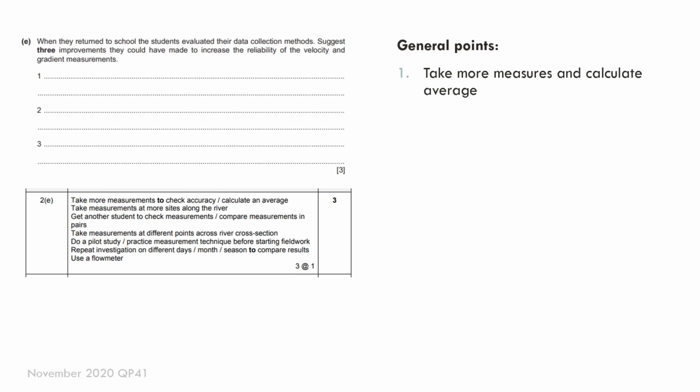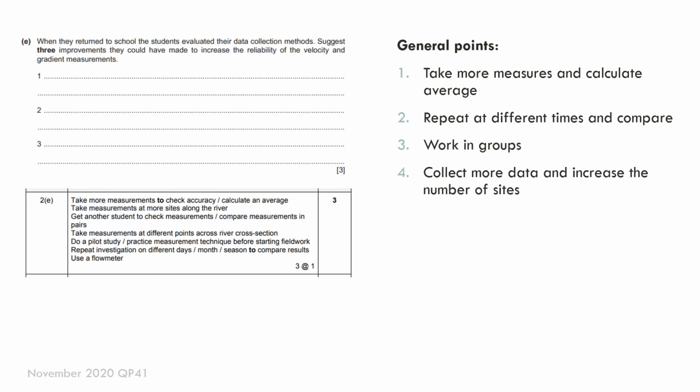So again, just to recap, points to improve the reliability: take measurements and calculate an average, repeat at different times, months or years and compare, work in groups, collect more data and increase the number of sites. Is there an alternative way that you could use? Is there a digital alternative? And so these are the things that you need to consider when improving the reliability of your results.